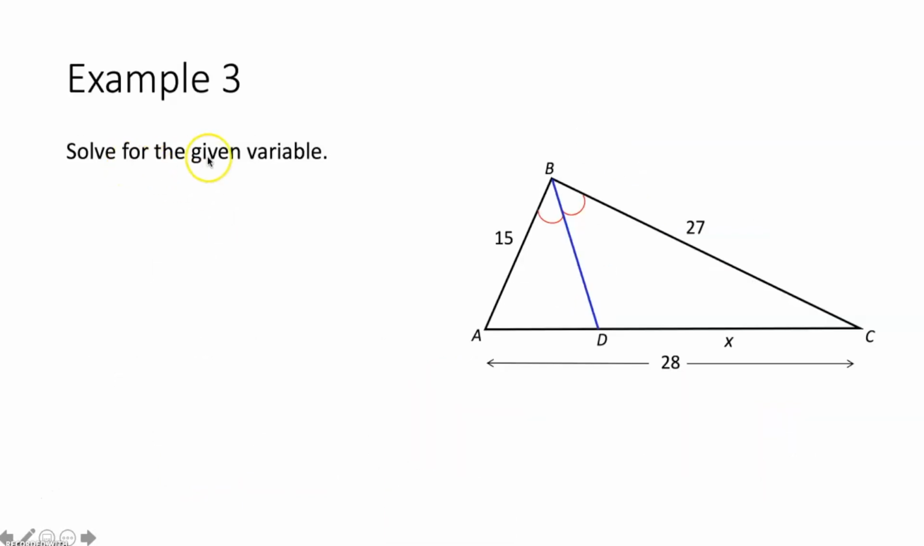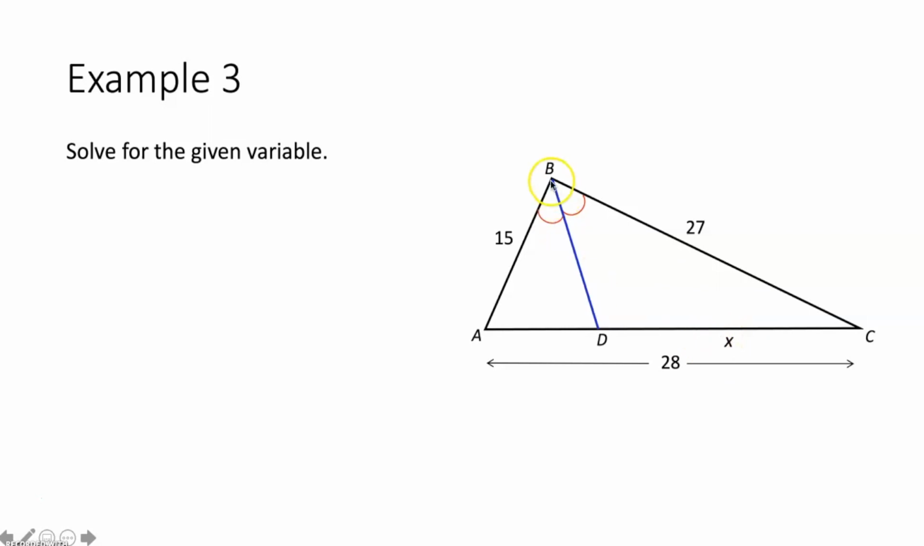Now, example 3 says solve for the given variable. So here we have triangle ABC, and we have segment BD, which appears to be an angle bisector. It bisects angle ABC. So we're clearly going to have to use that information in order to solve for x. So how do we set up an equation in order to solve for x?